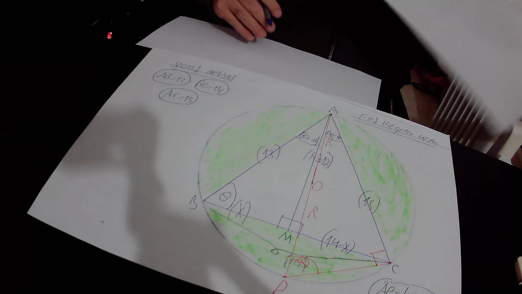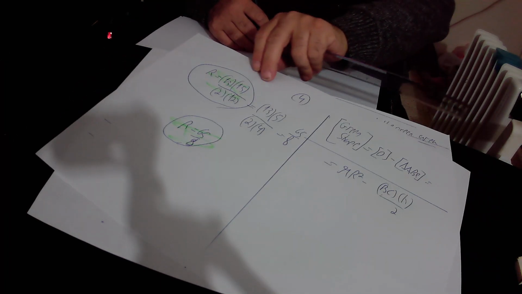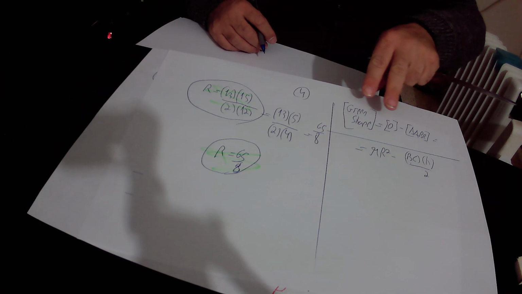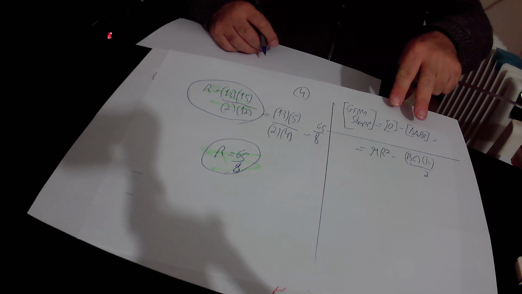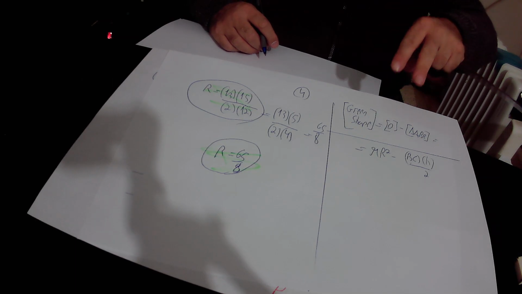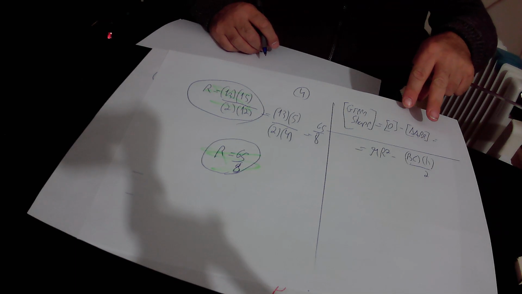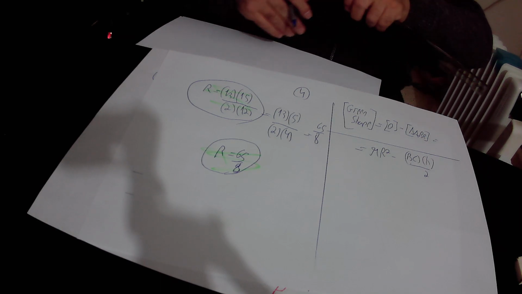Repeat again. The area of the green shape equals the area of the circle, that is pi r squared, minus the area of triangle ABC. The area of triangle ABC equals the base, that is BC, times the height to the base, that is h, over 2.